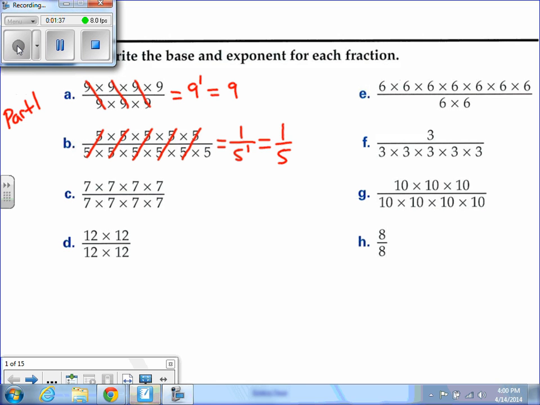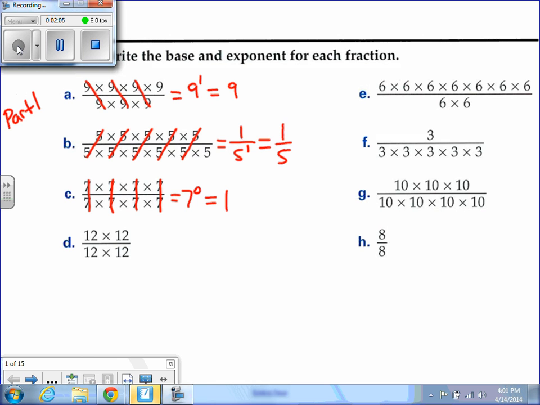Now for letter C, we'll cancel out these 7s again. So these cancel, cancel, cancel. Now what you notice here is I have nothing left. So that's 7 to the 0. There are no 7s left. And anything to the power of 0, remember, is 1. Okay, because whenever we have the same on top as we do on the bottom, that is worth 1.